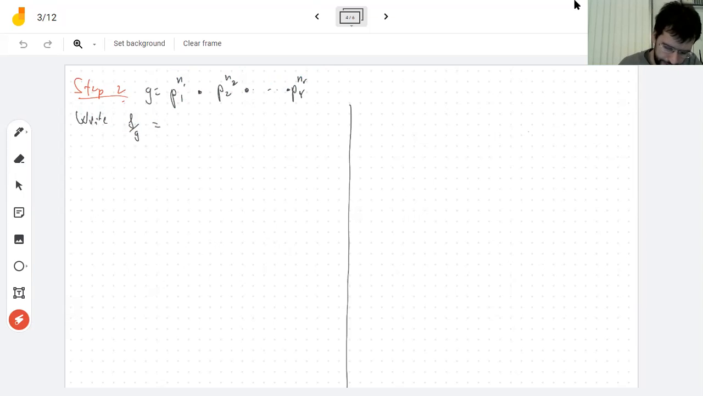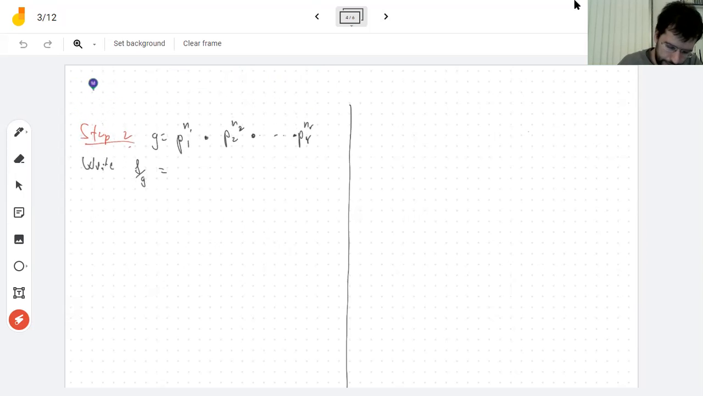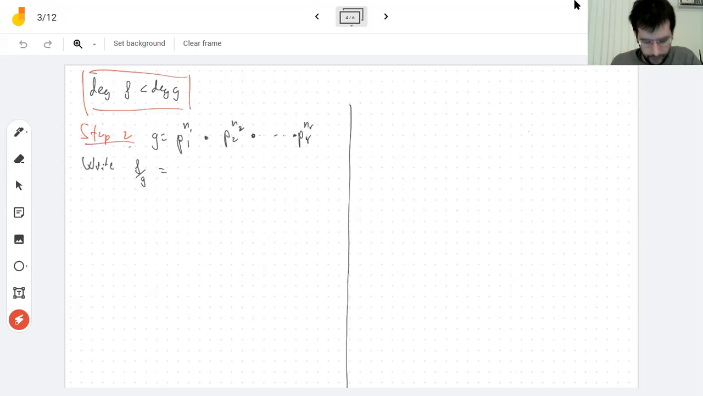So by the way, to remind you, from now on, the degree of f is smaller than the degree of g forever. So what I want to do now is go like this. Split one fraction into a lot of fractions, each with denominator one of the powers of any irreducible thing, which I'm assuming are all different. Otherwise, why are you writing it like that?